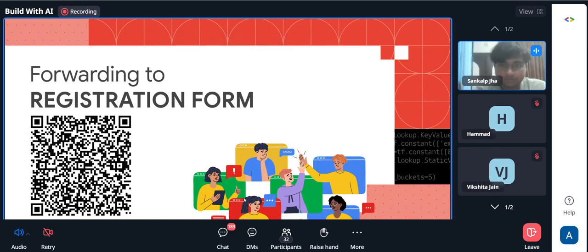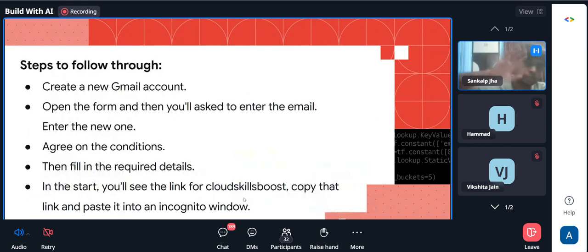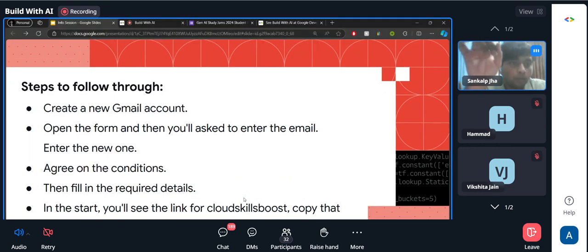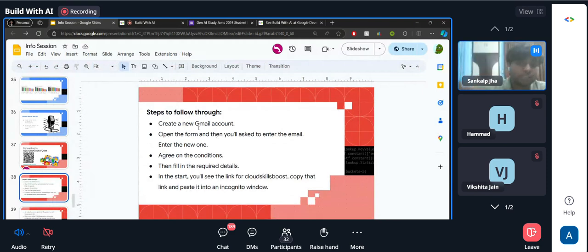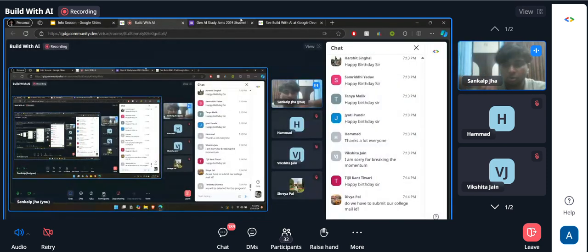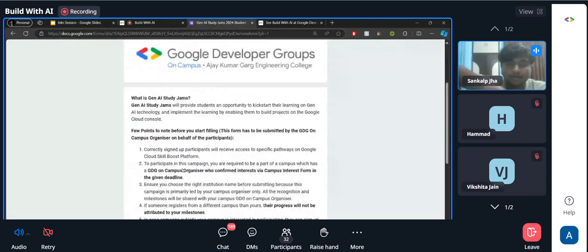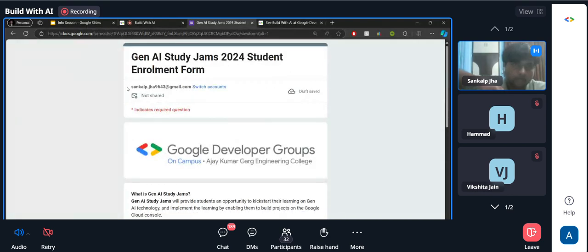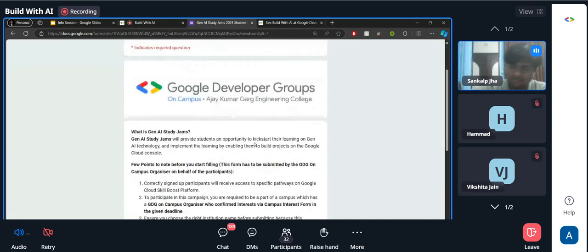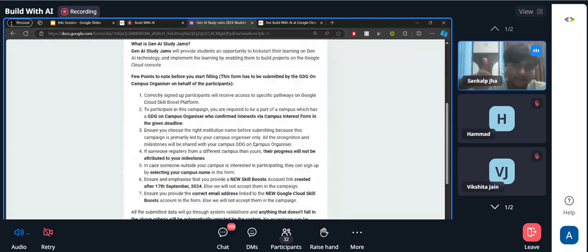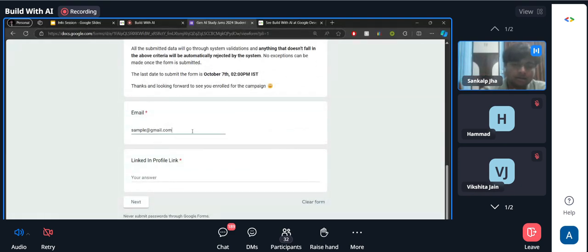All right. So steps to follow: create a new Gmail account. Open the form and you will be asked to enter the email. So let's do this together. I have opened the same Google form. I'm not caring about what kind of Gmail ID you're using to fill this form, that is absolutely fine. Here you will create a new Gmail account and enter it here. For now, I'm going with a sample Gmail account.